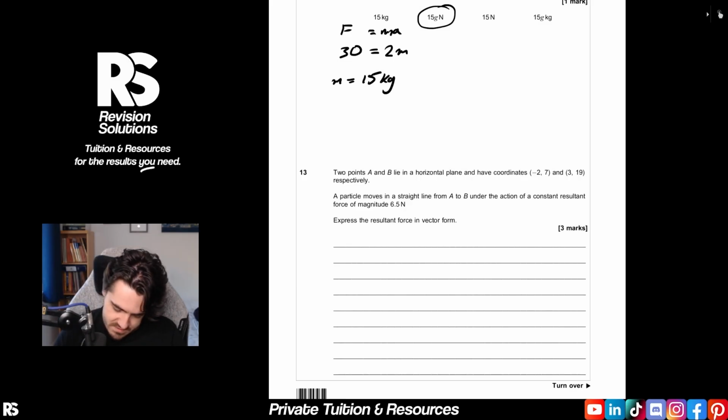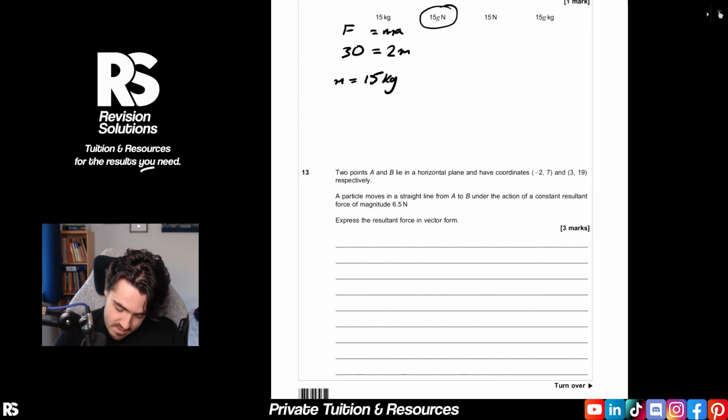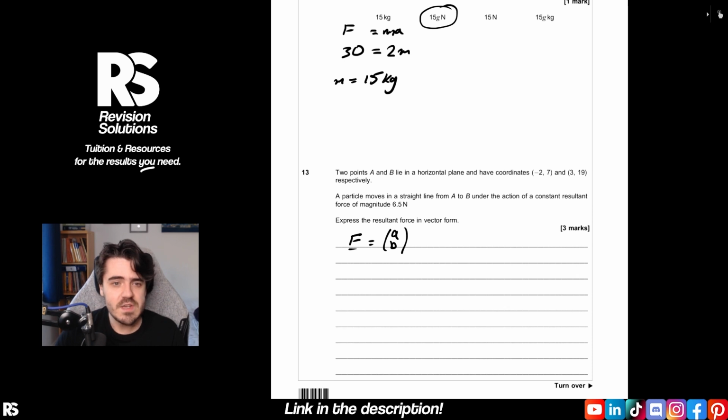Question 13 then says 2 points A and B lie in a horizontal plane and have coordinates -2, 7 and 3, 19 respectively. A particle moves in a straight line from A to B under the action of a constant resultant force of magnitude 6.5 newtons. Express the resultant force in vector form. Well, first let's just say this resultant force has component a and b.